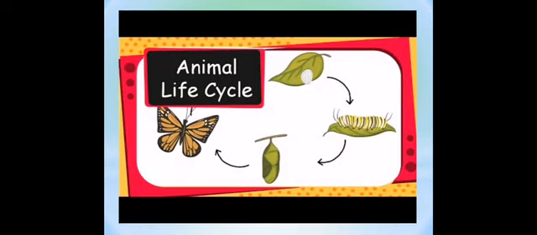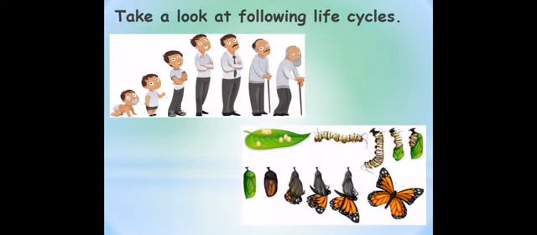Okay, in this lesson, we have to discuss both plant and animal life cycles. So, first, let's move to animal life cycles. Just take a look at the following life cycles. The first one is showing the life cycle of a human. The second one is showing the life cycle of a butterfly.